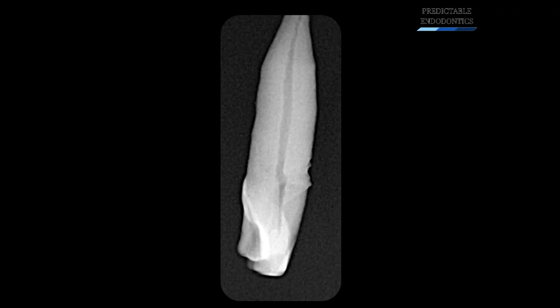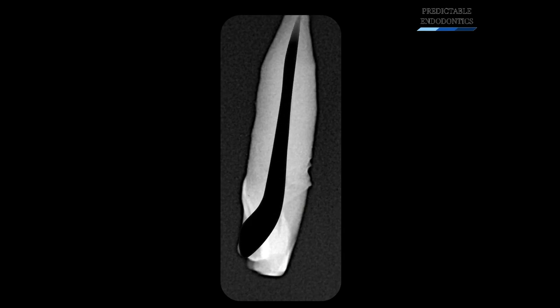So when this is the case, why do we go around murdering the cingulum, which is supposed to be the stress-bearing area in an anterior tooth?